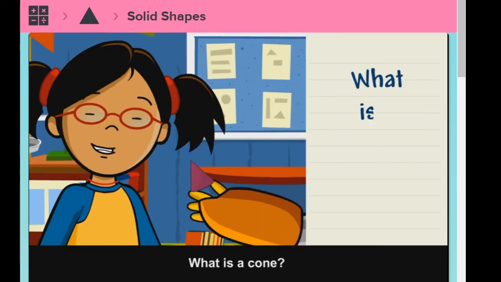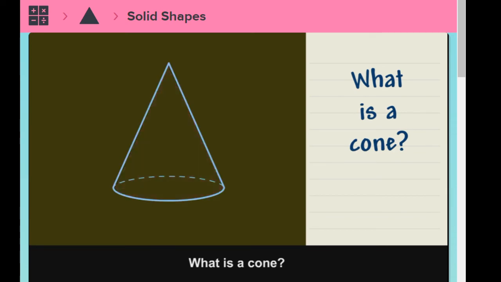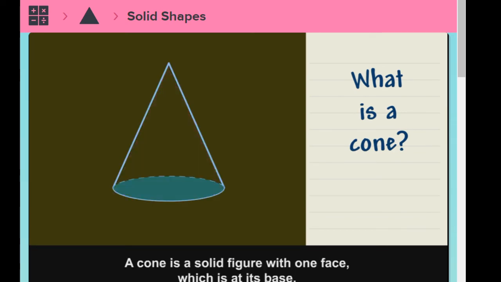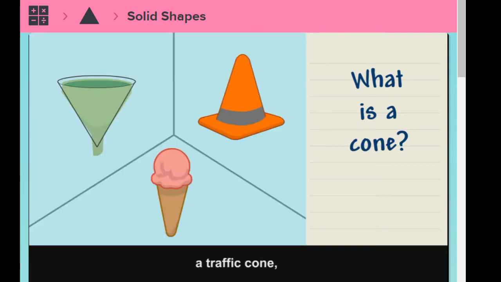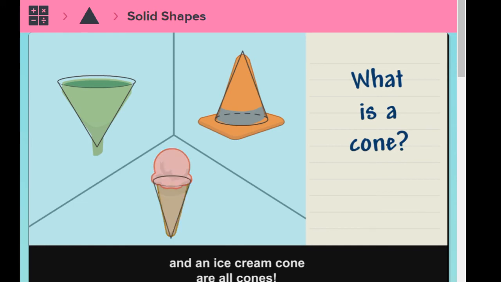What is a cone? A cone is a solid figure with 1 face, which is at its base. It's shaped like a circle. It has 1 point and a curved surface. A funnel, a traffic cone, and an ice cream cone are all cones.